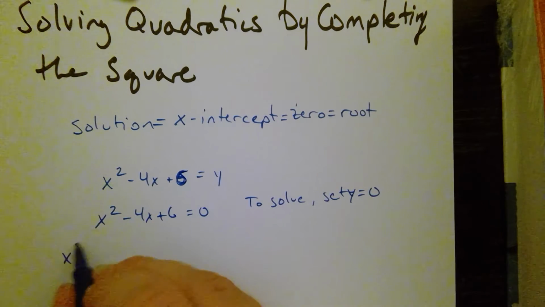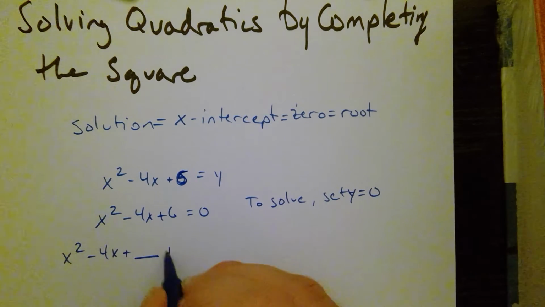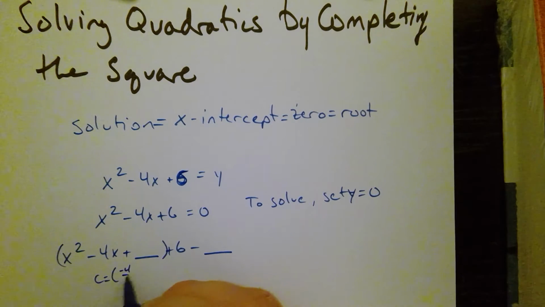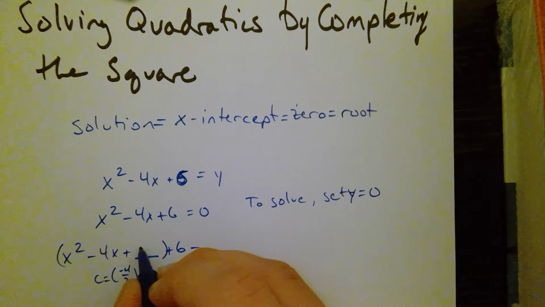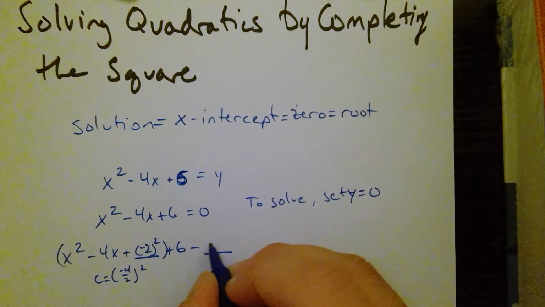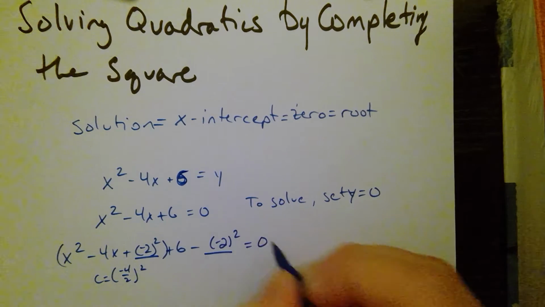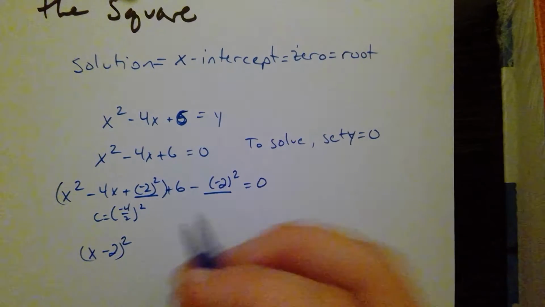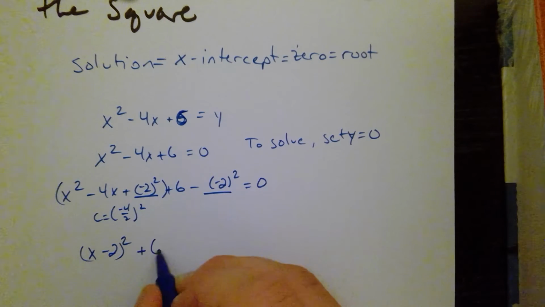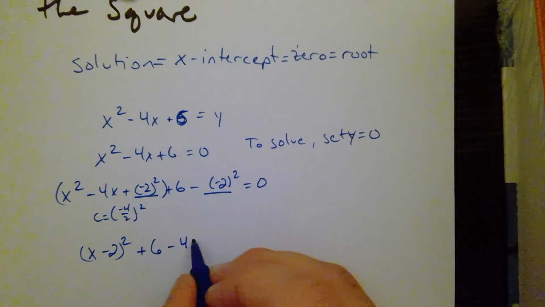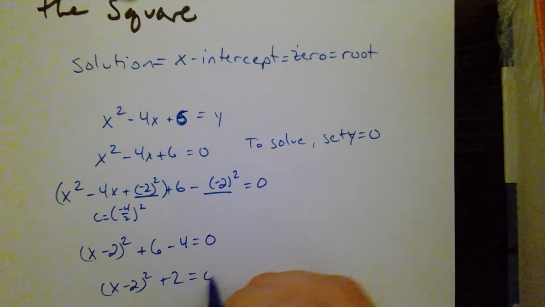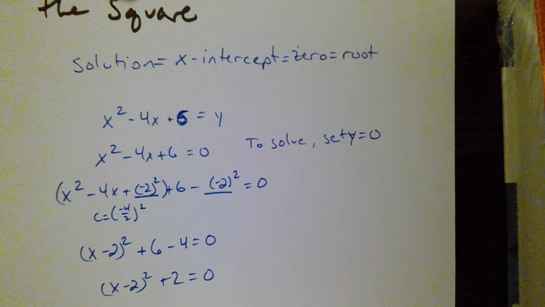Now we're going to complete the square. x squared minus 4x plus blank plus 6 minus blank. c equals negative 4 over 2 squared, so that's going to be negative 2 squared, which is 4. So we have x minus 2 squared, and then we have plus 6 minus 4 equals 0. x minus 2 squared plus 2 equals 0. So there was a quick review of rewriting into vertex form.